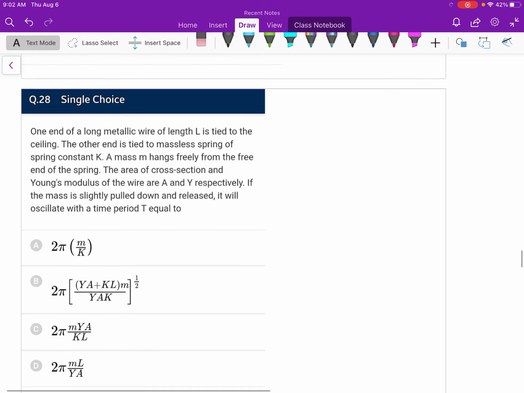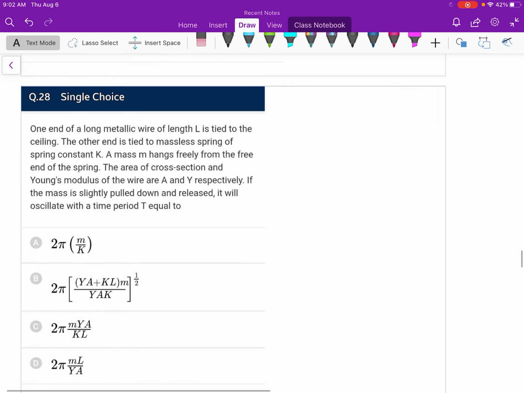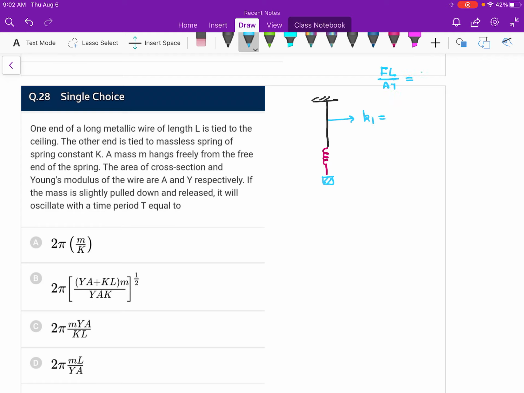One end of a long metallic wire of length L is tied to the ceiling, and the other end is tied to a massless spring. So wire and spring: this is the wire, below that is the spring, and then we have this block. This wire is equivalent to a spring of spring constant K1 = F L upon A Y delta L. So spring constant is AY upon L, and K2 is K. So K effective is K1 K2 upon K1 plus K2, that is AY L K upon AY by L plus K.